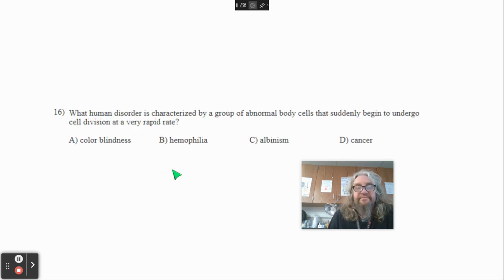Number 16. What human disorder is characterized by a group of abnormal body cells that suddenly begins to undergo cell division at a very rapid rate? Is it A, color blindness, B, hemophilia, C, albinism, D, cancer?